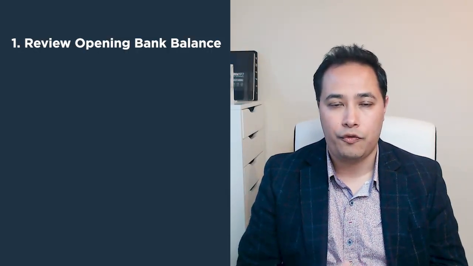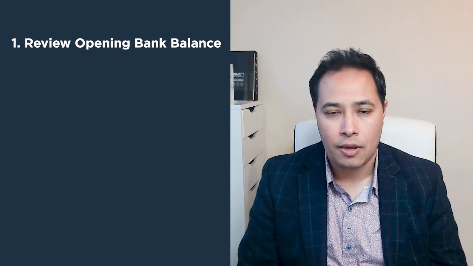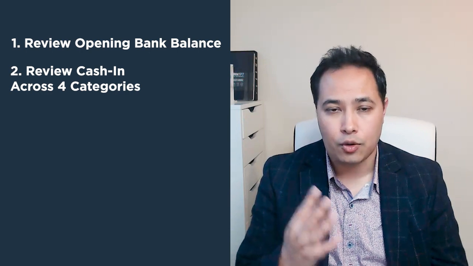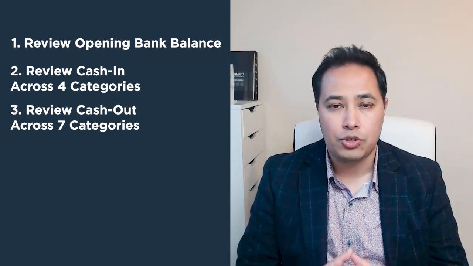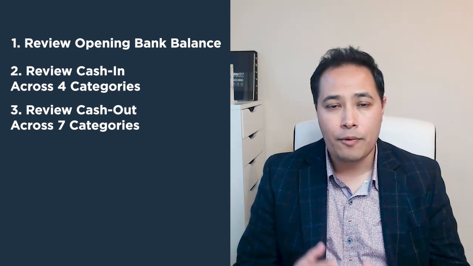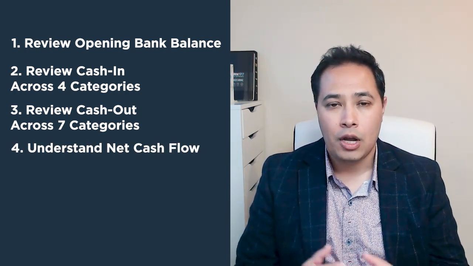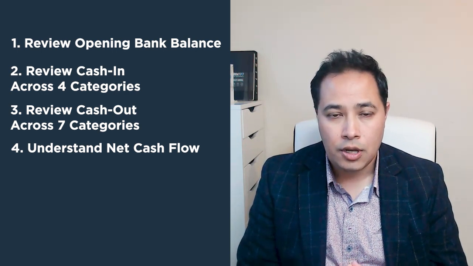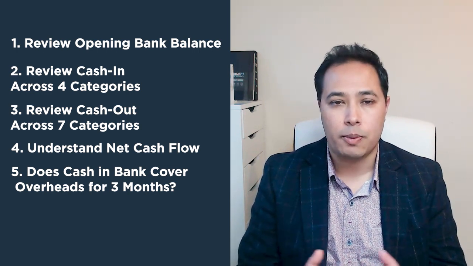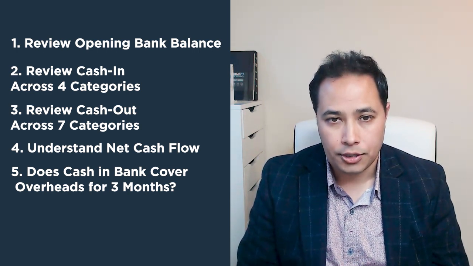There you have it, 5 steps to reading your cash flow statement. Here is the summary of the 5 steps I've shared above. Step number 1 is to figure out your opening bank balance. Step number 2 is to review cash coming in into 4 different categories. Step number 3 is to review cash going out into 7 different categories. Step number 4 is to understand the meaning of net cash flow in your business. Step number 5 is, does the cash left bank balance cover the overhead expenses for the next 3 months?